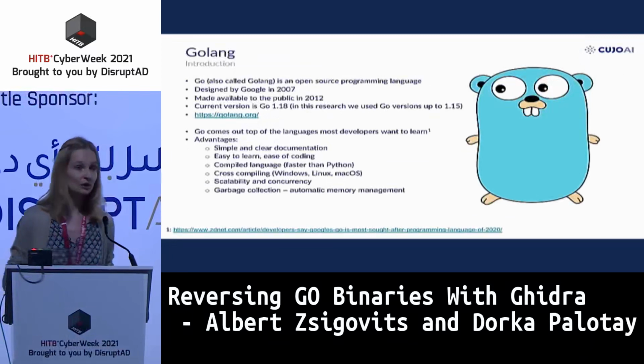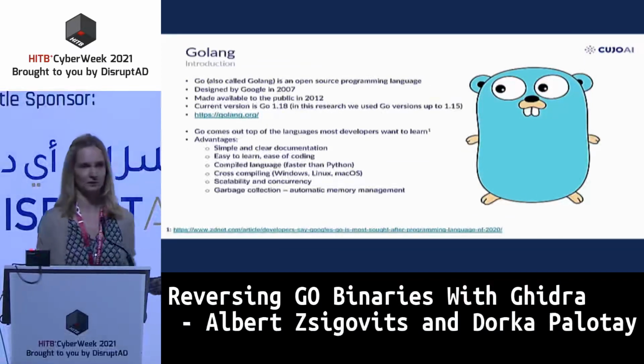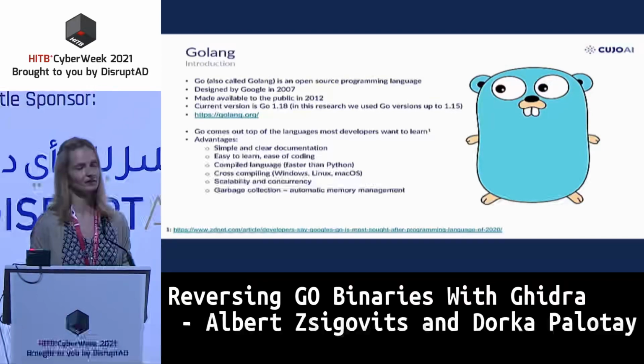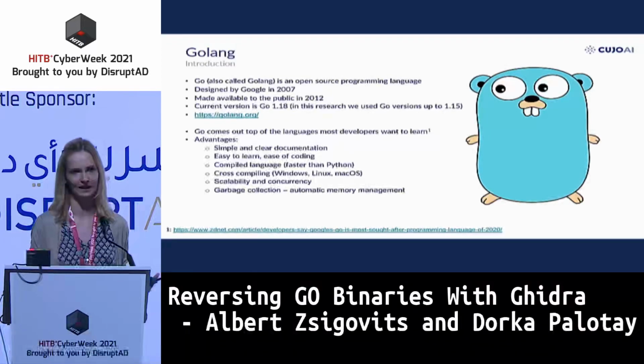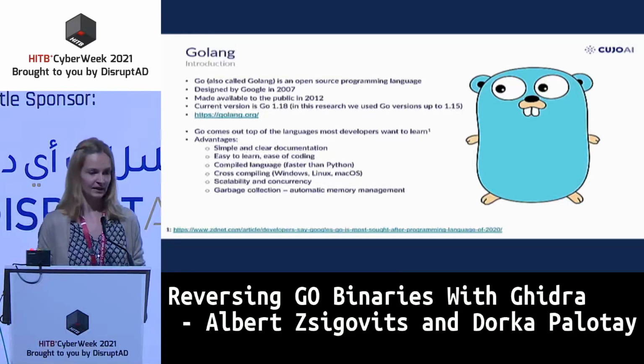A few words quickly about Golang. This is a language which was developed by Google and made available to the public. Now we are at version 1.18. In our research, we were mainly focusing on versions up to 1.15 because most of the malware families that we analyzed are written in versions up to 1.15. But I will also mention some of the changes that happened since then, between 1.15 and 1.18.